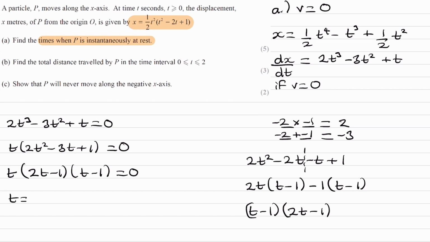So we get t is 0, 2t minus 1 is 0, and t minus 1 is 0. So our 3 times are 0. This one gives a half, and this one gives 1 when you rearrange. So t is 0, t is a half, t is 1.